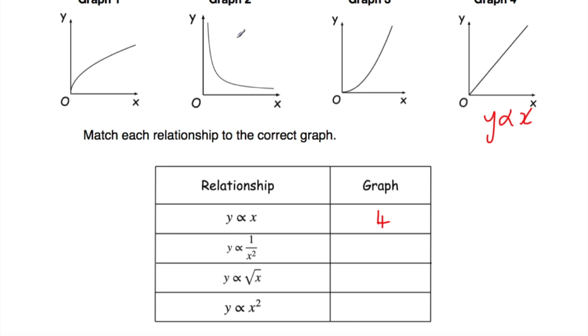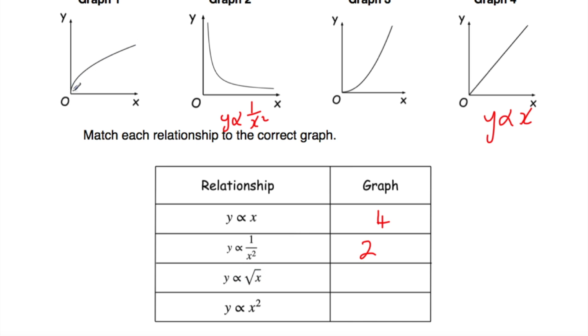So that's going to be graph 2, because that's the only relationship here where, whenever you increase the value of x, the value for y decreases. It's the only relationship with an inversely proportional shape. So that's going to be graph 2. So this one's going to be y is inversely proportional to x squared, and it's inversely because it's 1 over it. Okay, next one, y is proportional to the square root of x.